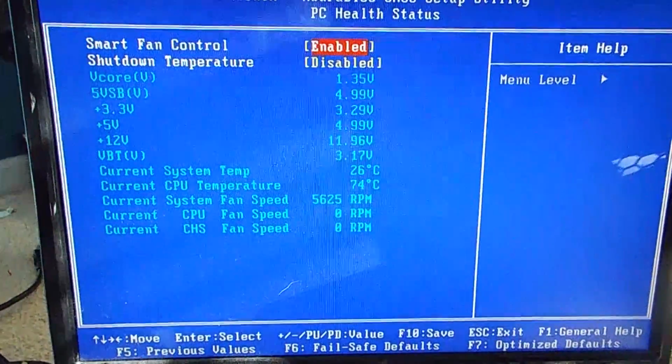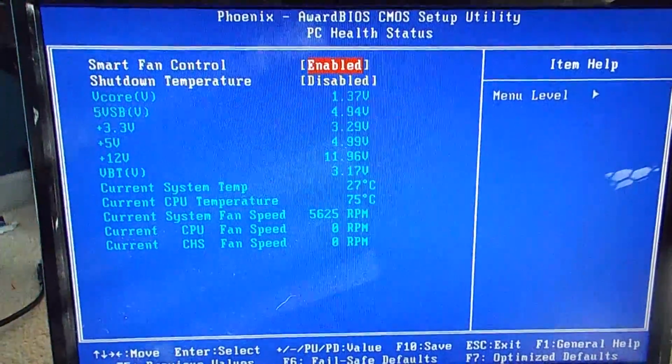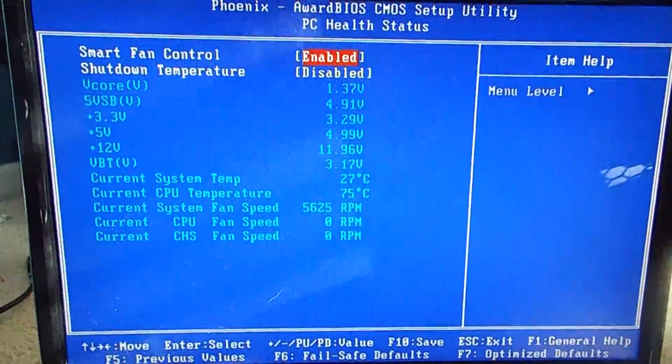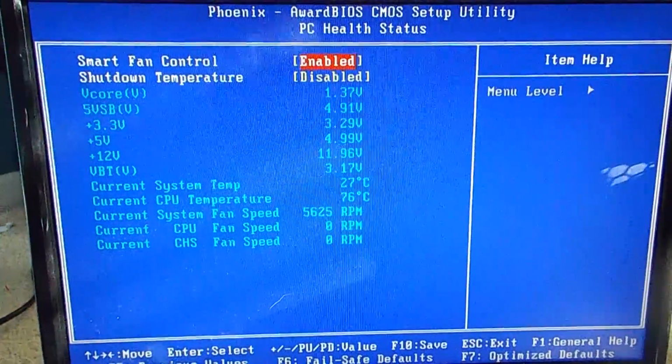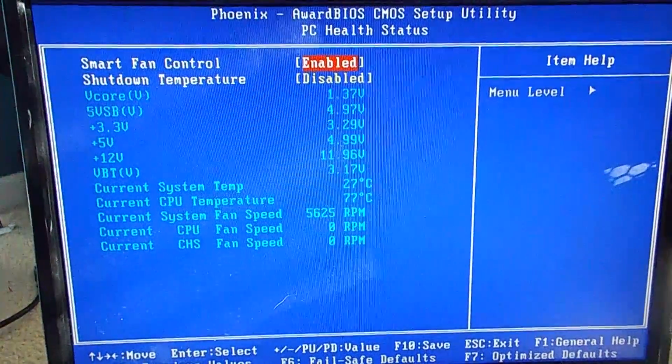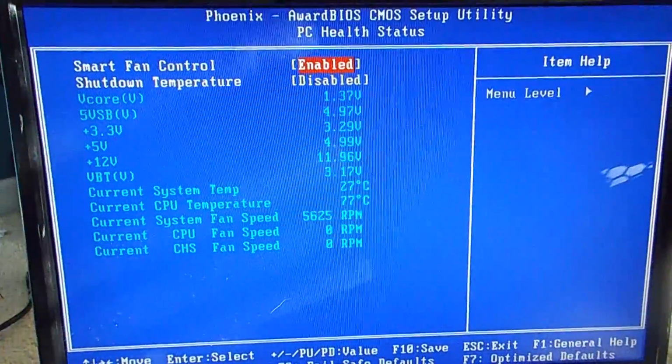Okay guys, so the computer's been running for about 5 minutes now with no thermal paste between the CPU and the heatsink. And it's leveled off at about 75 degrees, just went up to 76 degrees Celsius. So, quite toasty.